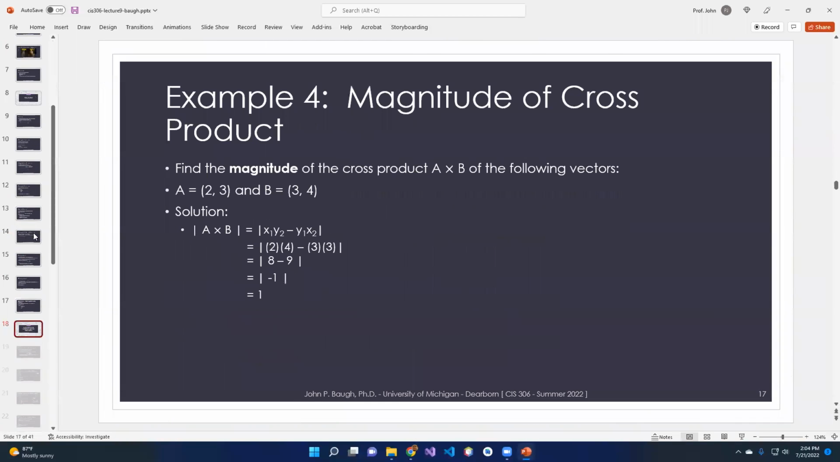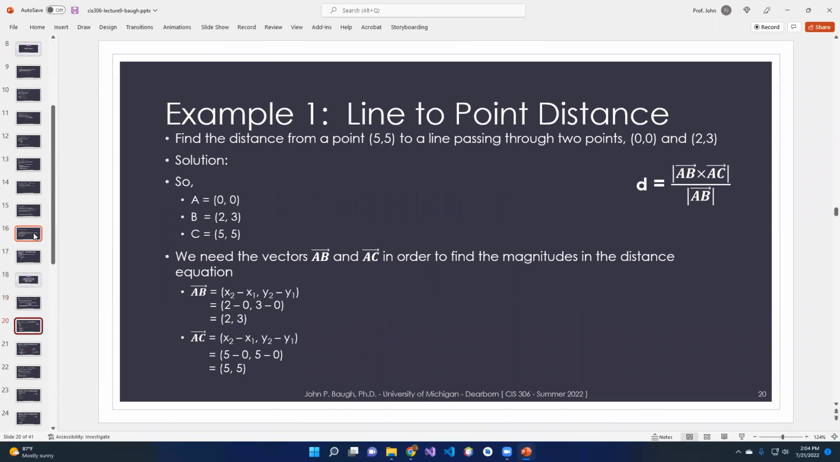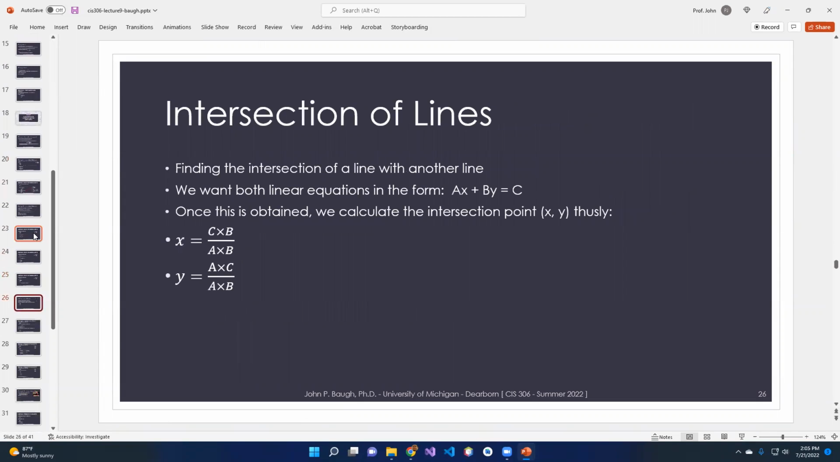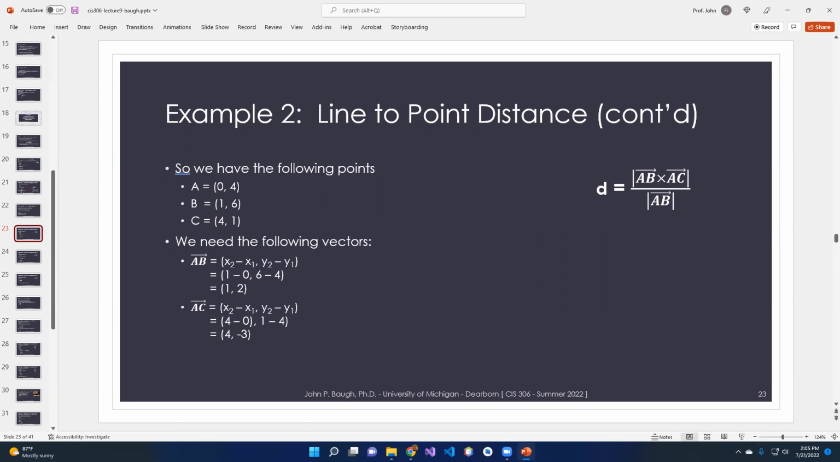Okay, so we did a bunch of vector stuff, and we did distance from a line to a point, and then we left off, I think, before intersection of lines, right? Okay, so we're going to back it up just a wee bit. Let's make sure it is still recording. Everything's good.